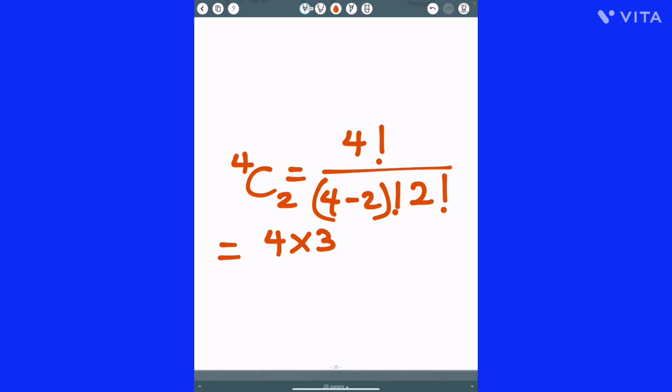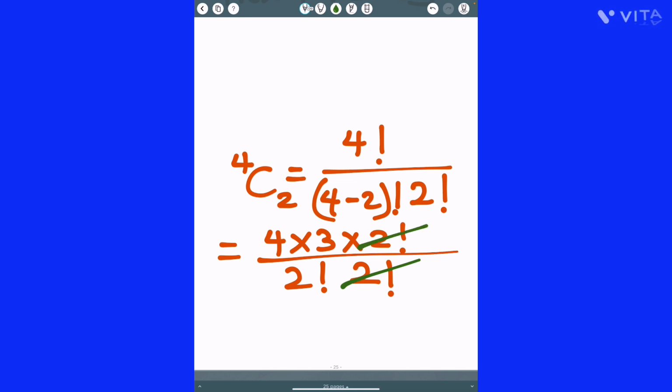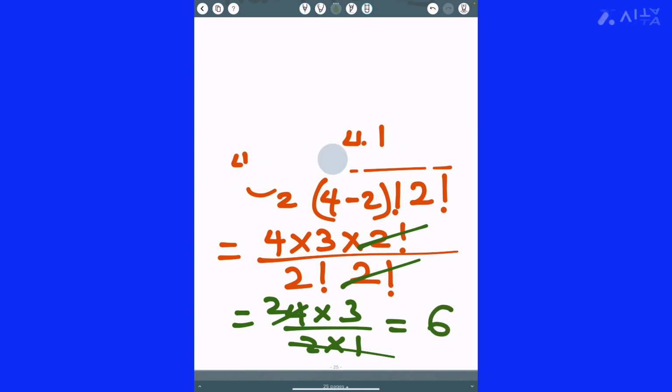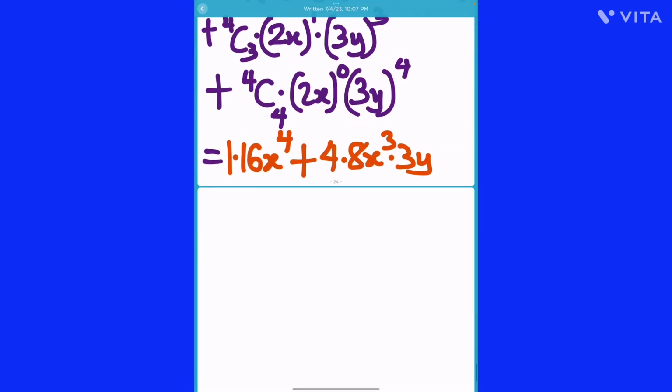4 factorial here is 4 times 3 times 2 factorial. In this bracket, 4 minus 2 is 2. With the factorial outside, that gives me 2 factorial times 2 factorial. So as you can see, we divide 2 factorial by 2 factorial. Then you have 4 times 3 over 2 times 1 left. 2 factorial here is 2 times 1. 2 divides 4, you have 2. 2 times 3, 6. So that means 4 combination 2 is 6.